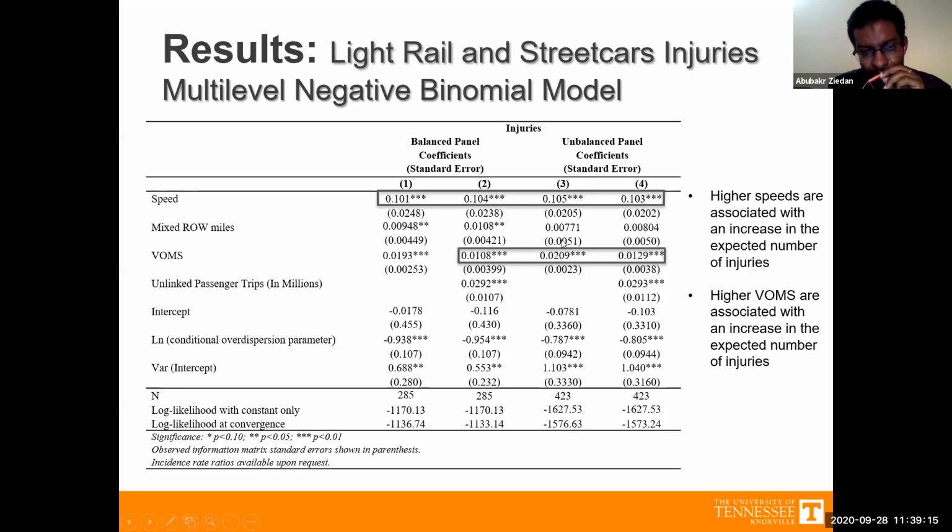However, between the balanced and the unbalanced model, we see that the mixed right-of-way miles is only a significant predictor in the balanced panel, but not in the unbalanced panel. One of the things that we think might be the reason is, as I mentioned in the beginning, these new systems are likely to be smaller systems, and they have less exposure compared to the prior systems. So we think that might be the reason that we are not seeing mixed right-of-way as a significant predictor for light rail and streetcar injuries.